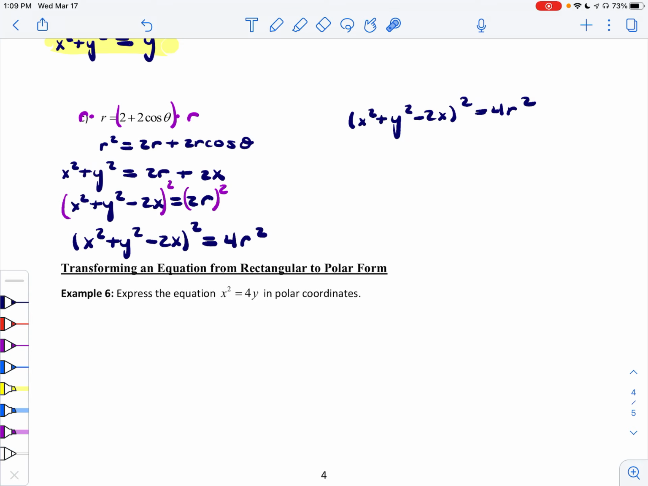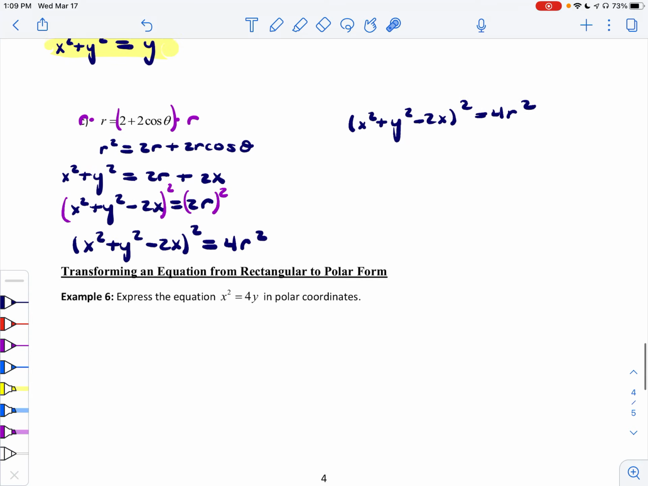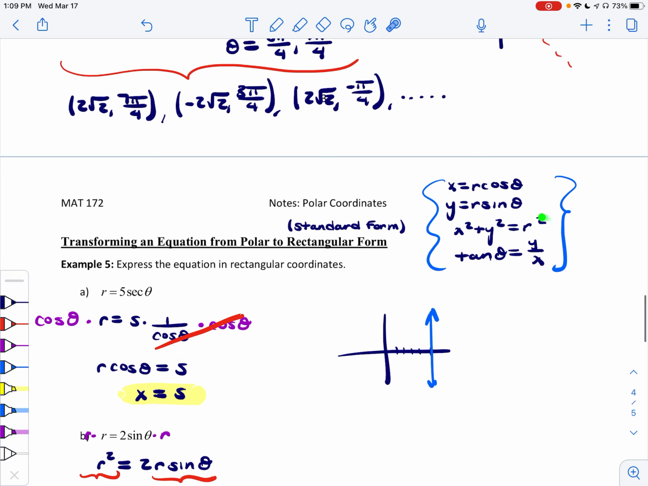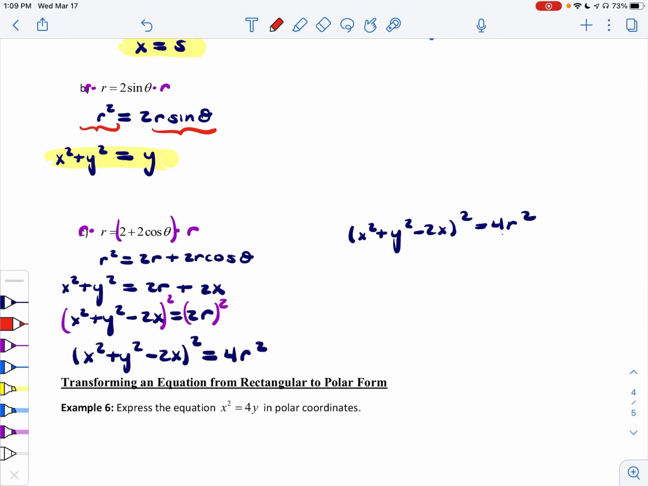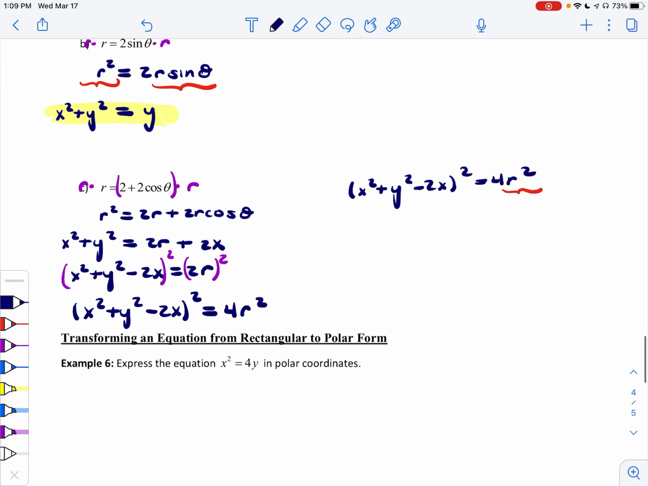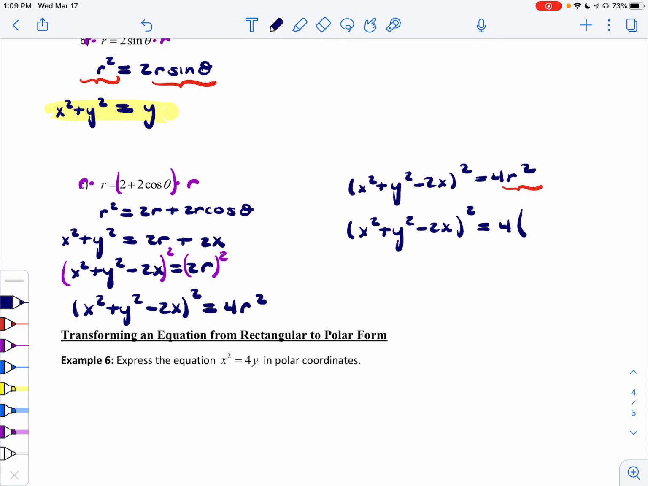Right, so we're almost done at this point. The only thing left to do is just remember that r squared is equal to x squared plus y squared. So we can make a substitution for this right here. And I'm just going to leave this left-hand side in factored form. I'm not going to bother trying to expand that. And then on the right-hand side for r squared, I'm just going to substitute in x squared plus y squared. Okay, so that is how I'm going to leave my final answer.